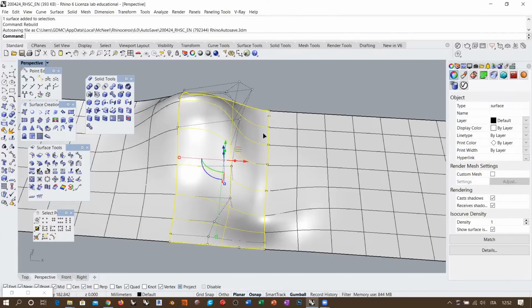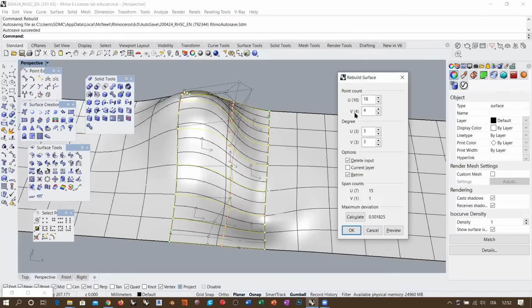So if I try to rebuild it, Rhino says we have 10 by 4 control points and we have 3 by 3. U3, which is basically the degree in the edges direction, depends on the degree of the original surfaces, right? But the cross-section degree, which in this case is V, the green one, depends on the amount of control points. And the amount of control points depends on the level of continuity that we want. So if we set tangency, we need 2 control points plus 2 control points, 4 total, and we get 3 as the degree in this direction.